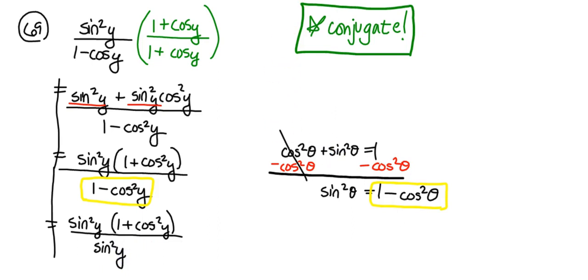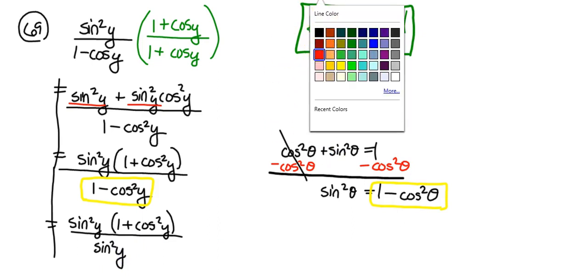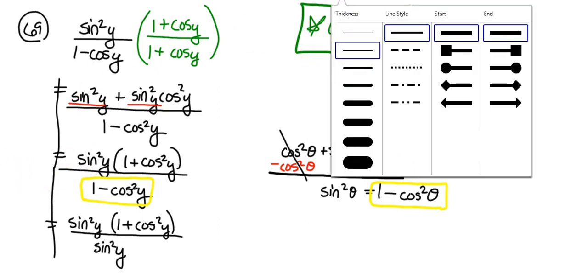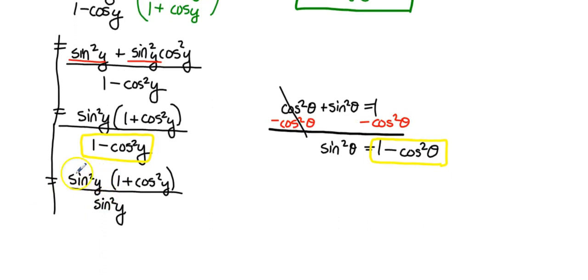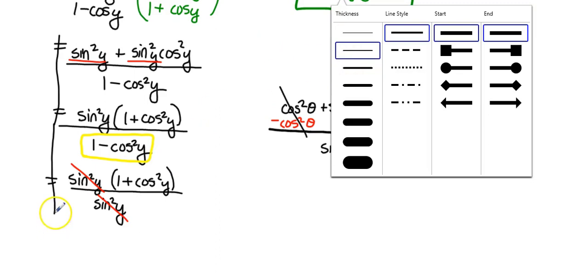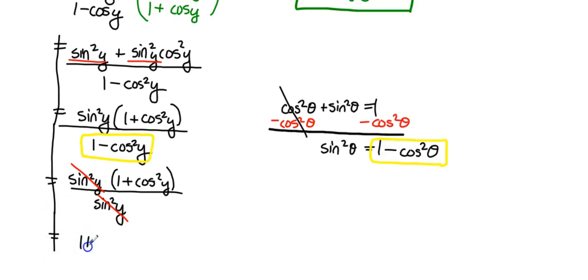Why is that awesome? Well, check it out. Look at the GCF you had factored out. You factored out a sine squared y. That sine squared y can cancel with the sine squared y you see in the denominator, leaving behind 1 plus cosine squared y, and we are done because we no longer have a fraction.